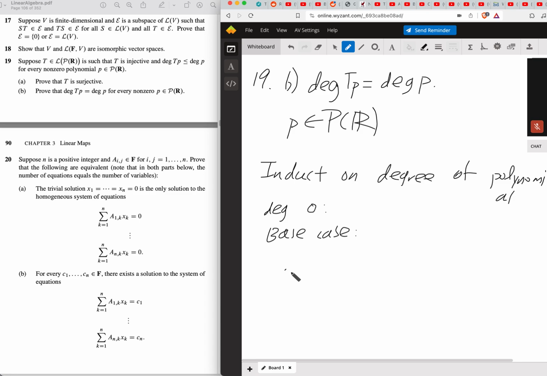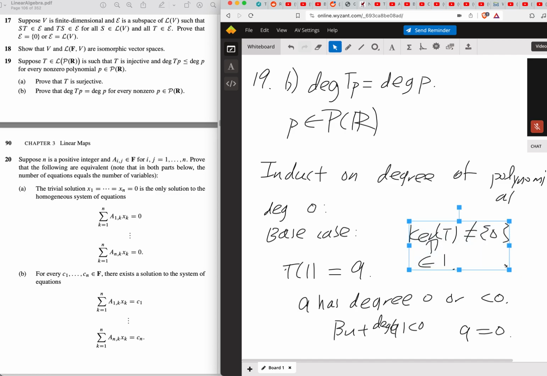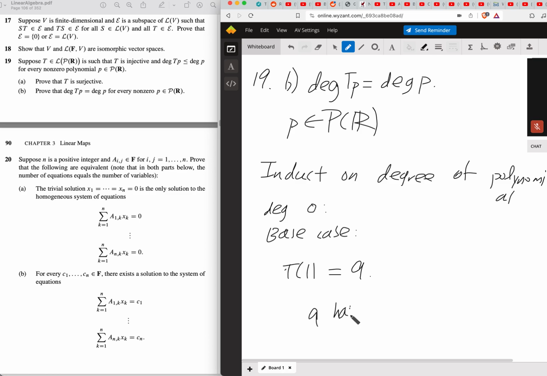So if a polynomial has degree 0, then it's the transformation of a constant. Let's call this result Q. Q has degree 0 or less than 0. But if the degree of Q is less than 0, then Q is forced to be 0. Then the kernel of T is not equal to 0, because then 1 is an element of it. So in fact, we know that Q has to have degree 0. And if Q has to have degree 0, then it's very clear that the degree of the transformation of P is equal to the degree of P, which is shown for the base case. And then we will do this for the recursive case.